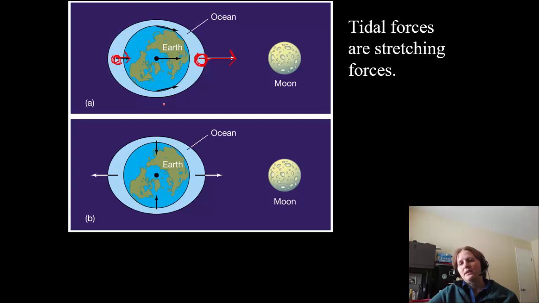The weird thing is, if Earth's ocean is only pulled more strongly on the front side here, why is there a tidal bulge on the back? Why does the ocean bulge out on the back side, where there's even less gravity?